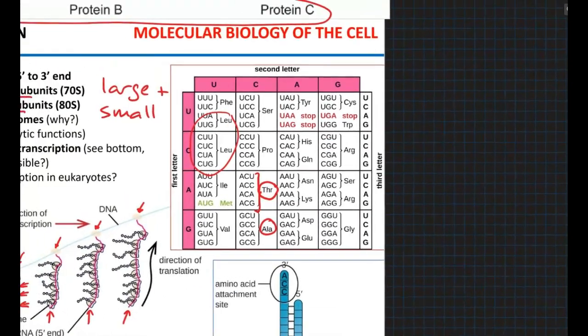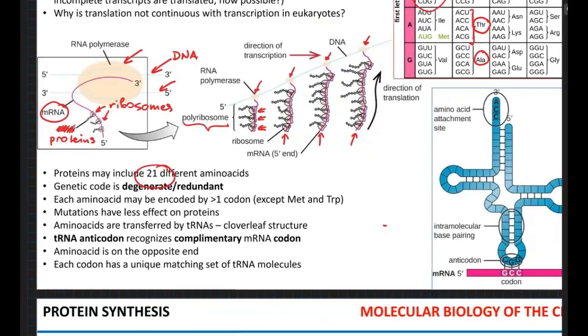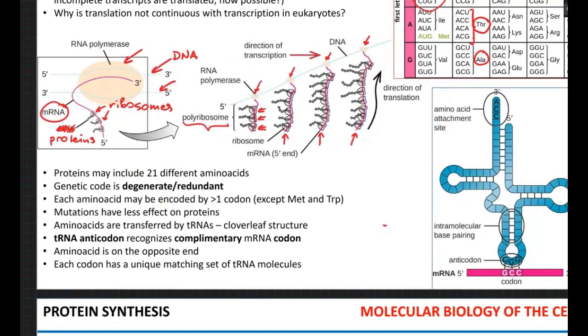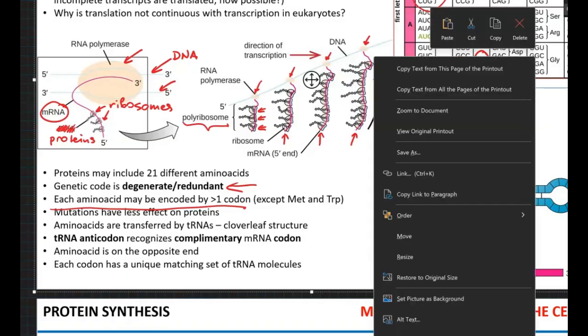The existence of, let's call them, synonyms. We say that the genetic code is degenerate or redundant. So each amino acid may be encoded by 1 codon. Okay? Methionine and tryptophan are 1, but whatever. Also, there are some stop codons. Okay?